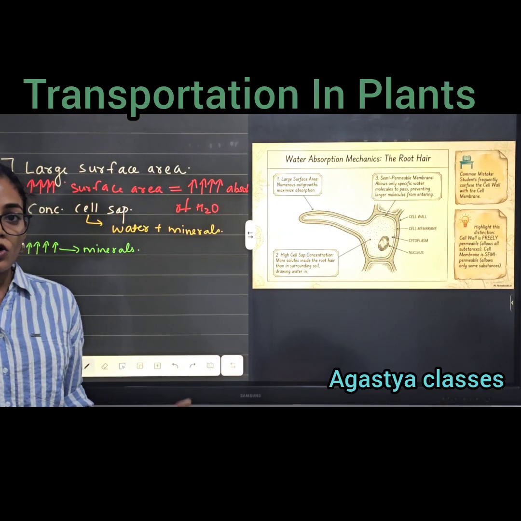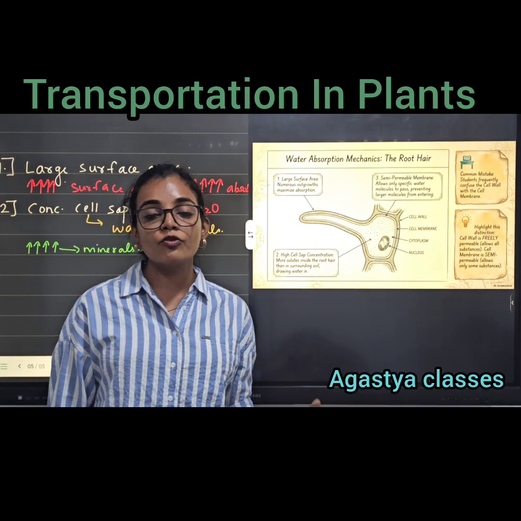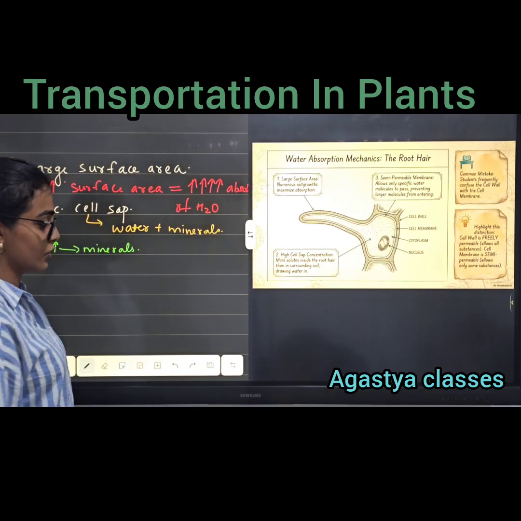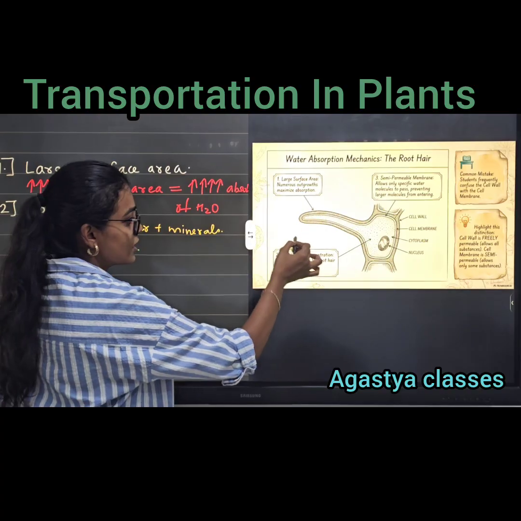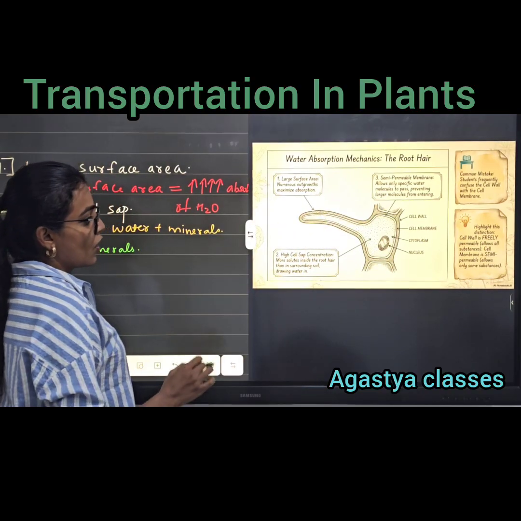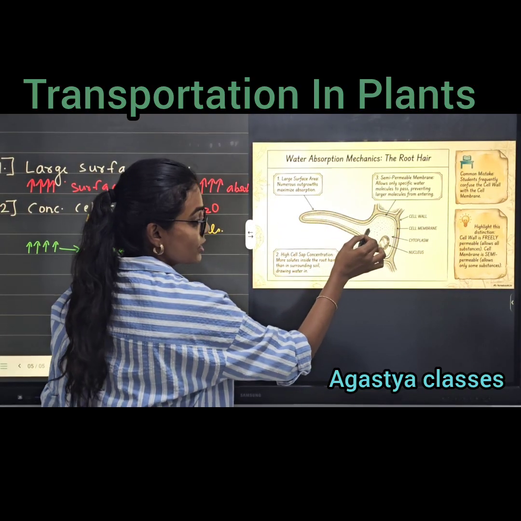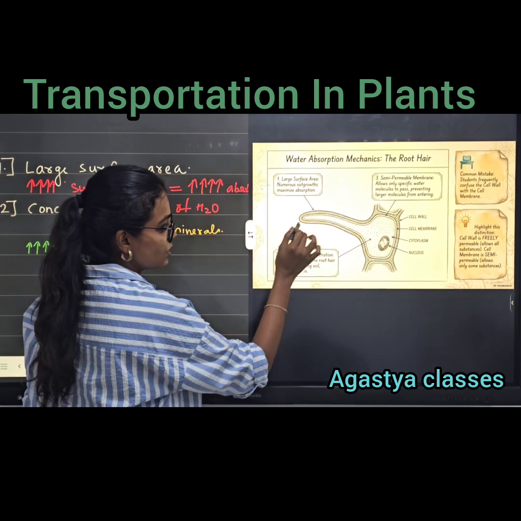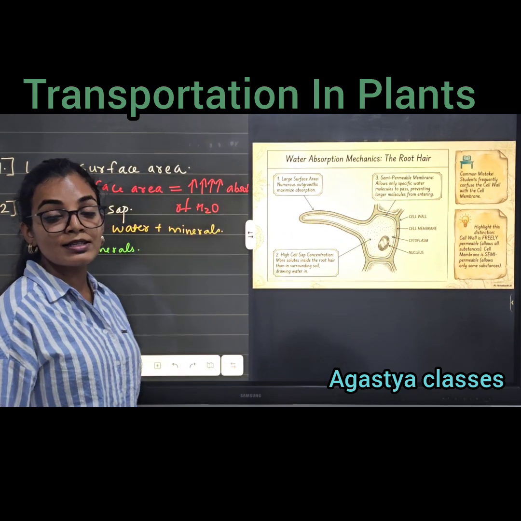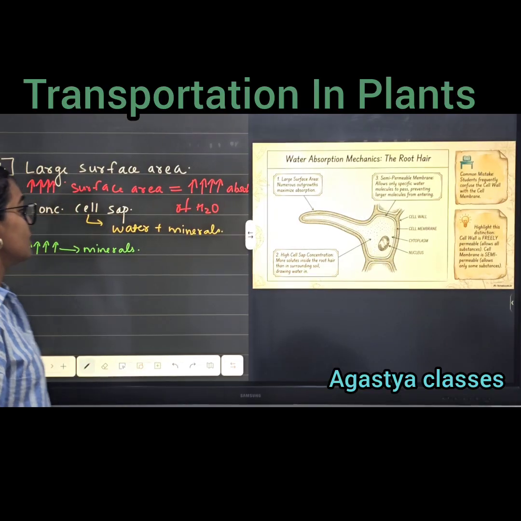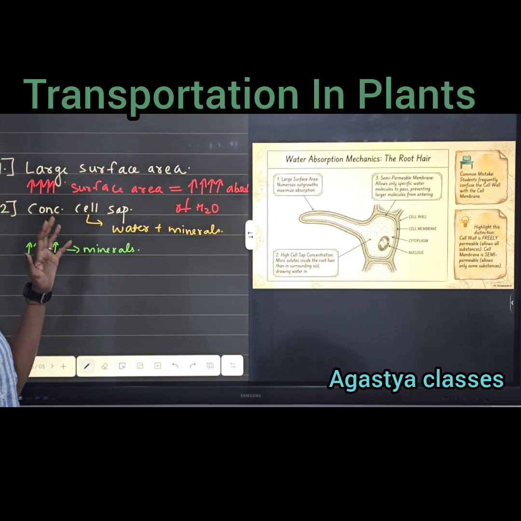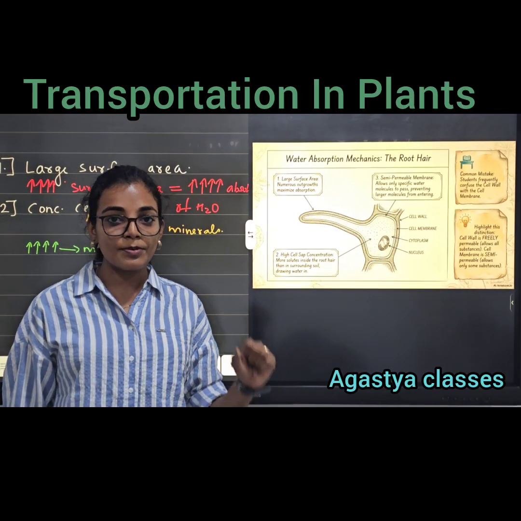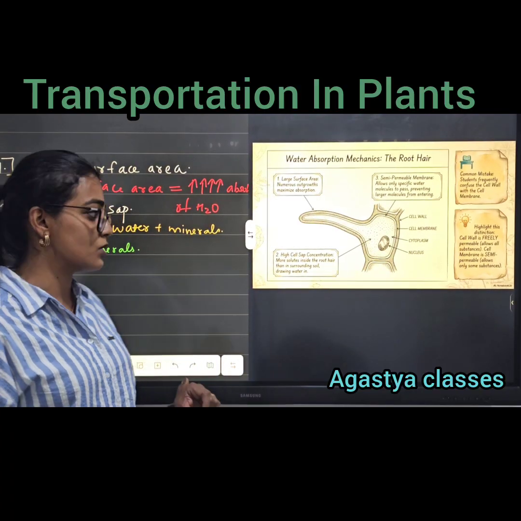Like we said before, osmosis is nothing but movement of water molecule from high water concentration to low water concentration. So in the soil, the concentration of water is very high. On the other hand, in the cell sap, the concentration of water is very less. Because of which the water moves from the soil into the cell sap. So this high concentration of cell sap helps the root hair to absorb maximum water from the soil by the process of osmosis.